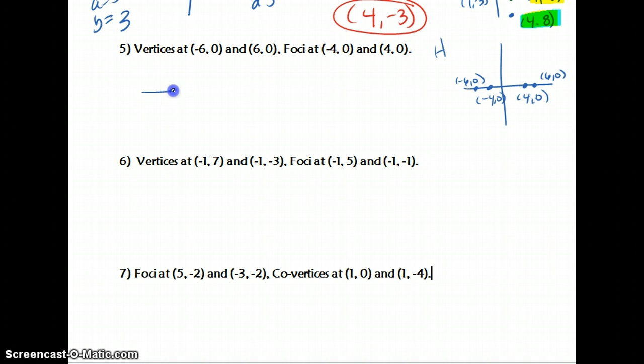So let's set up our two fractions equaling 1. Okay. The next thing we need to do is find the center, or in other words, the midpoint of the vertices.